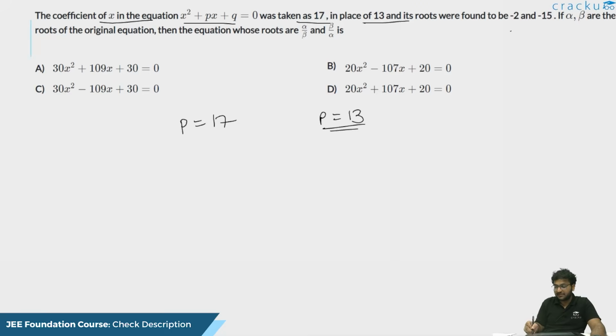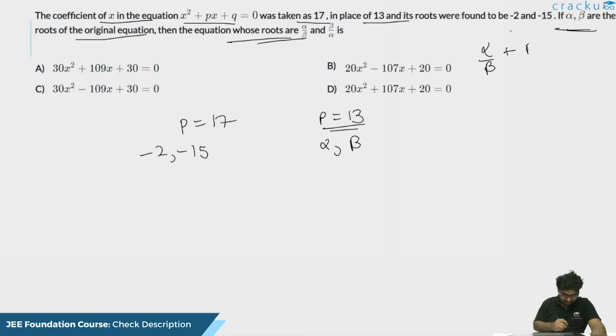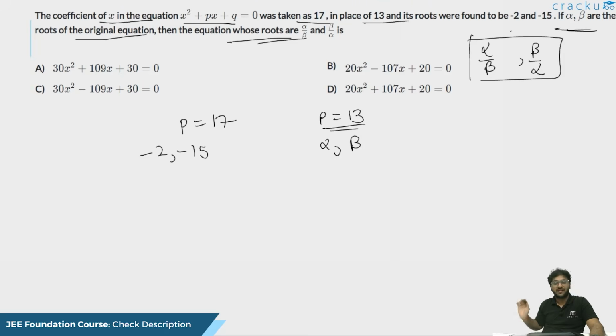And its roots were minus 2, comma, minus 15. If alpha and beta are the roots of the original equation, what was the original equation? This. Then the equation whose roots are alpha by beta and beta by alpha, we need to find this. So let us first find alpha and beta.